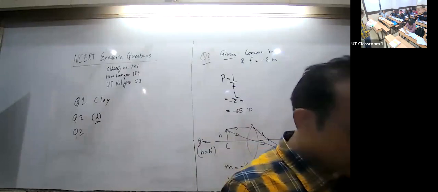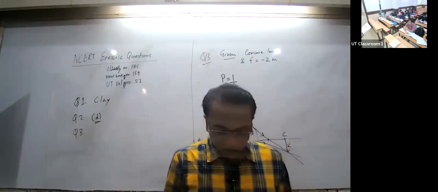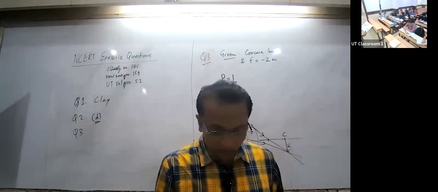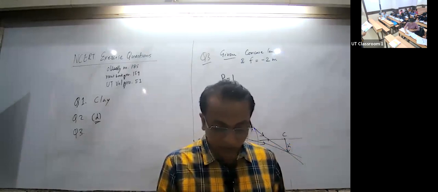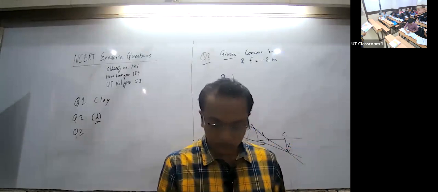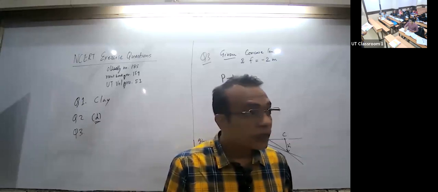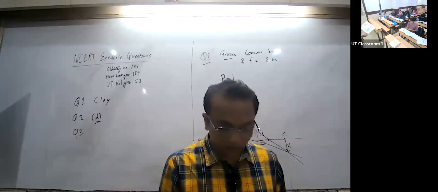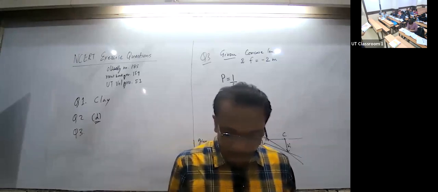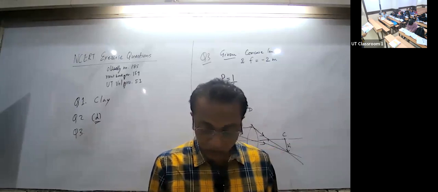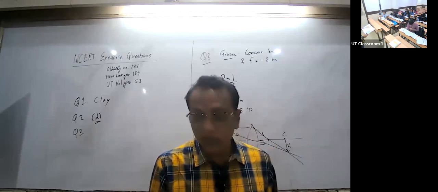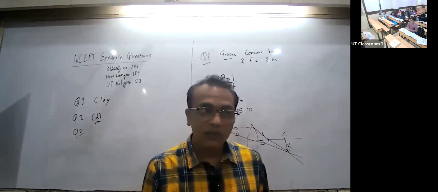Okay? So I'll read the question for you, and you should write it. Where should an object be placed in front of a convex lens to get a real image of the size of the object? Meaning the image size is the same as the size of the object.